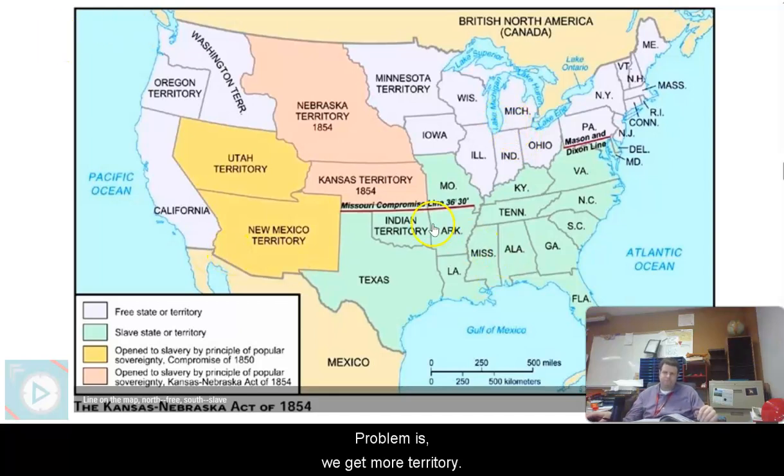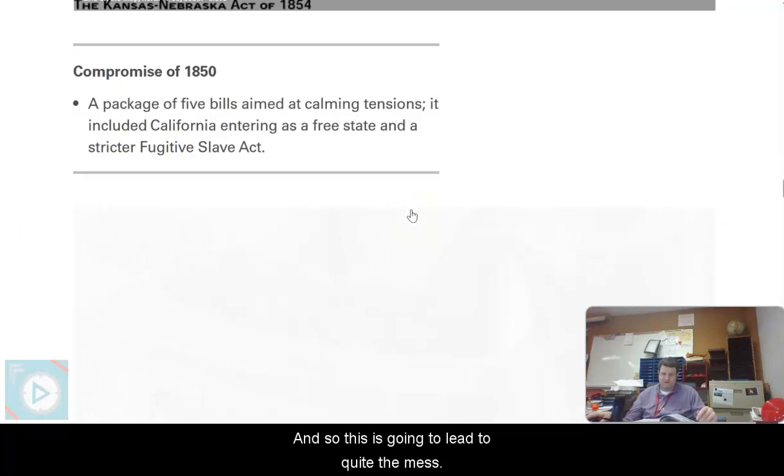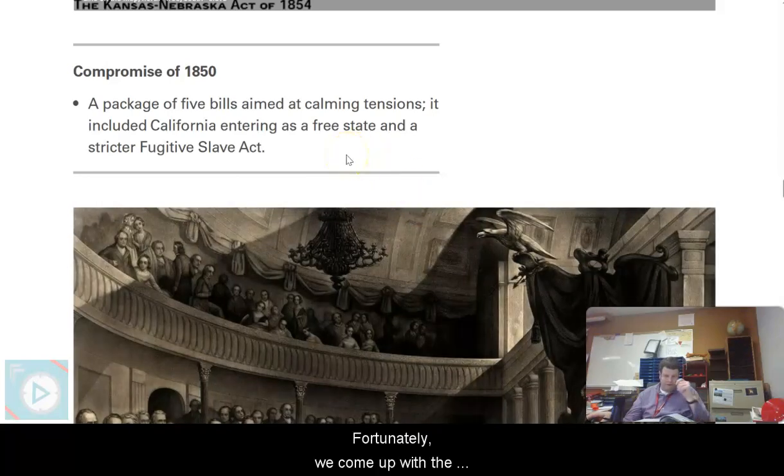Problem is, we get more territory. So that took care of the Louisiana Purchase, but what about the territories acquired from Mexico? Mexico, to make things even more complicated, had banned slavery in their territories before the United States took them in the Mexican-American War. And so this is going to lead to quite the mess. Fortunately, we come up with the Compromise of 1850, which doesn't fix anything, but it allows us to temporarily ignore the problem.